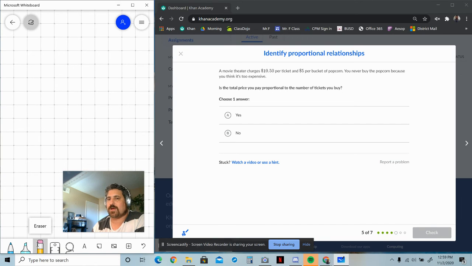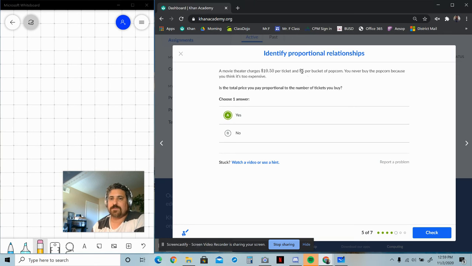Well, since you're not buying popcorn at all, and the tickets are always $10.50 for every ticket you buy, the answer is yes. If you were to buy popcorn occasionally here and there, then it wouldn't be proportional because your total cost would include popcorn sometimes. But in this case, it never includes popcorn, and it's always $10.50 per ticket, so the rate stays constant. So it's yes.